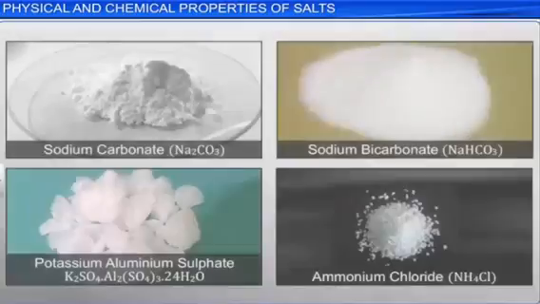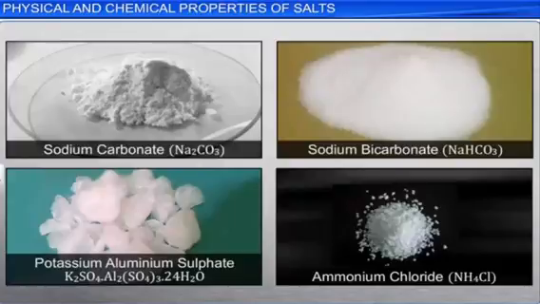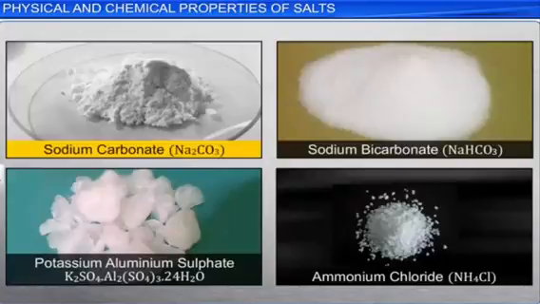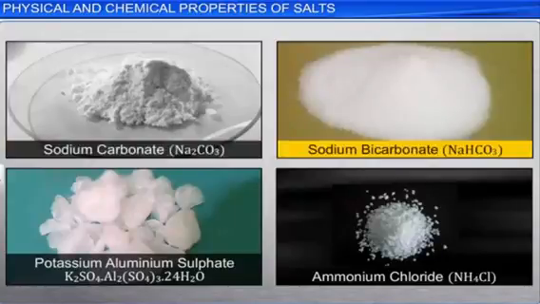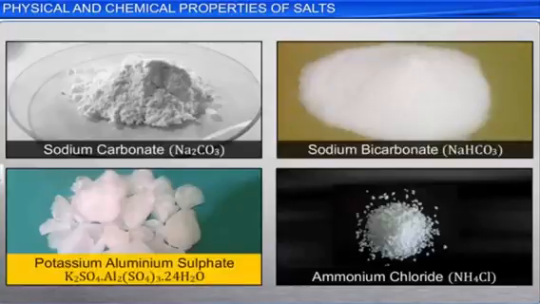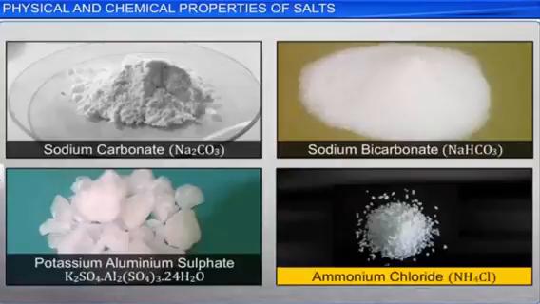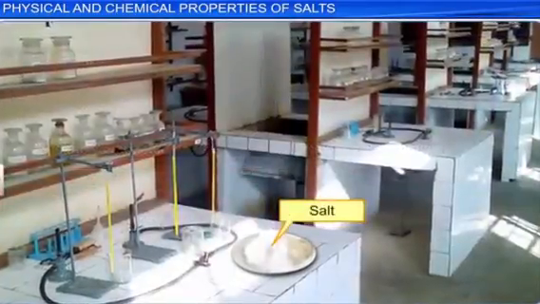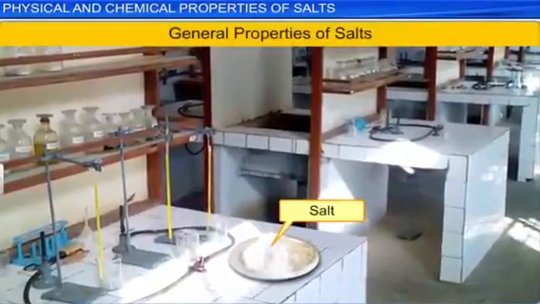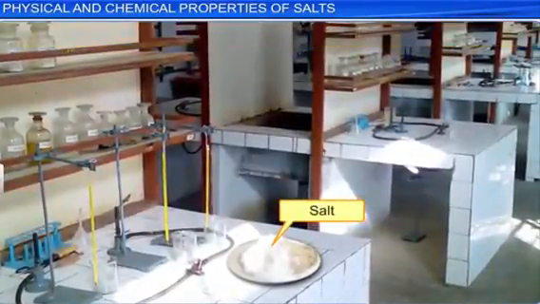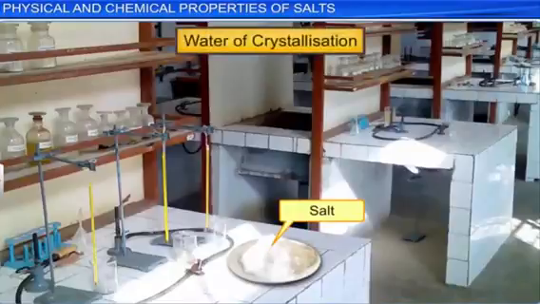Some examples of salts are sodium carbonate, sodium bicarbonate, potassium aluminium sulfate, and ammonium chloride. Let's learn about some general properties of salts. The first defining property of salts is water of crystallization. It refers to the number of water molecules chemically combined in a definite molecular proportion with the salt in the crystalline state.